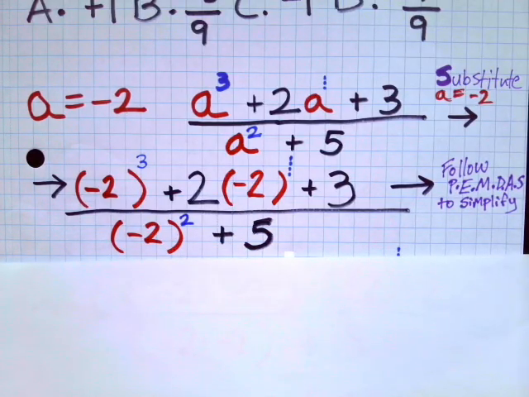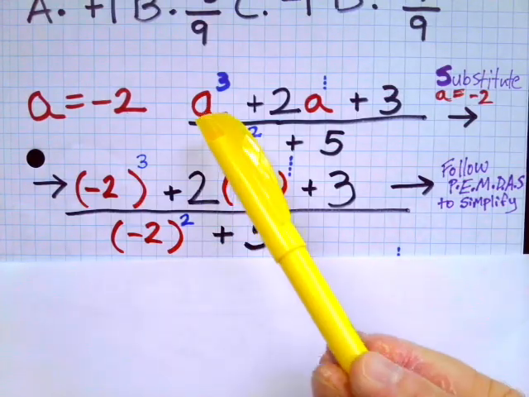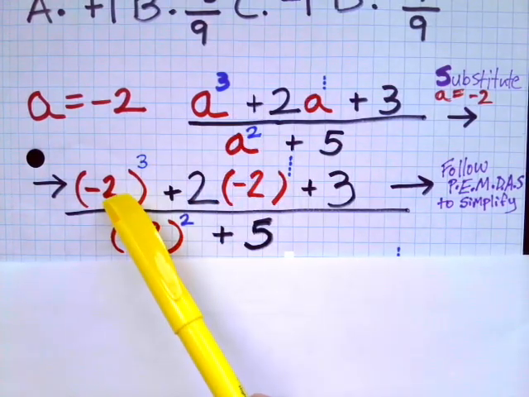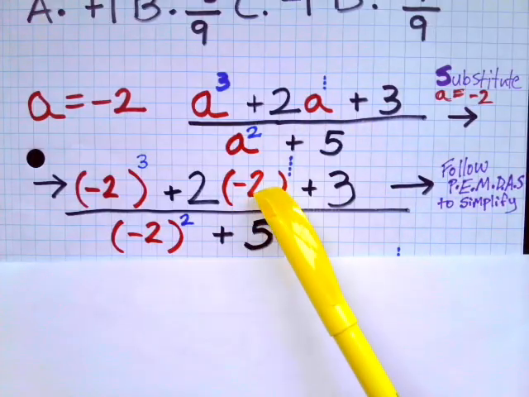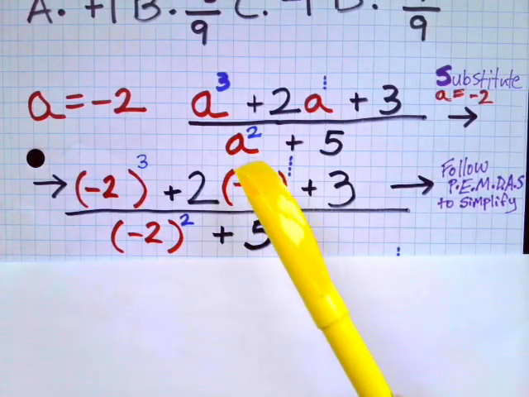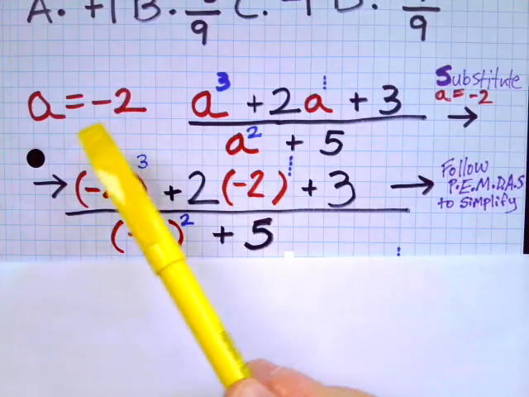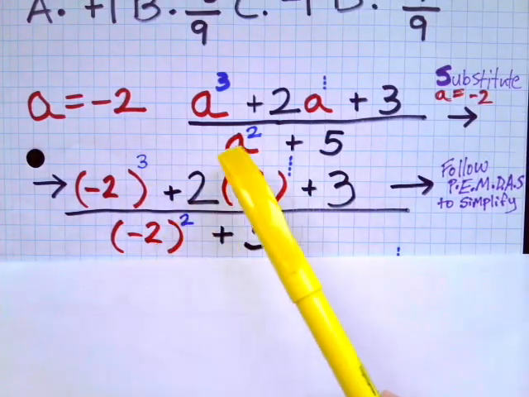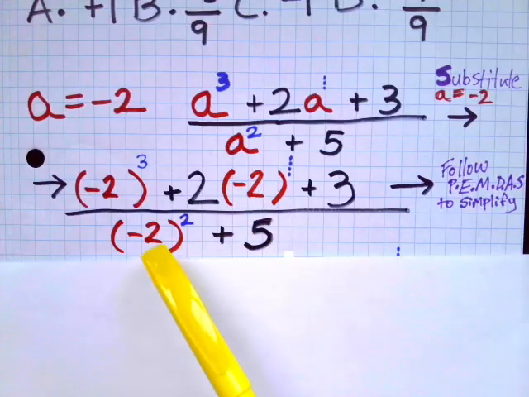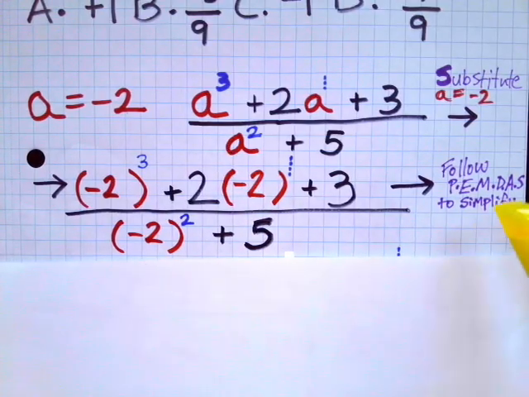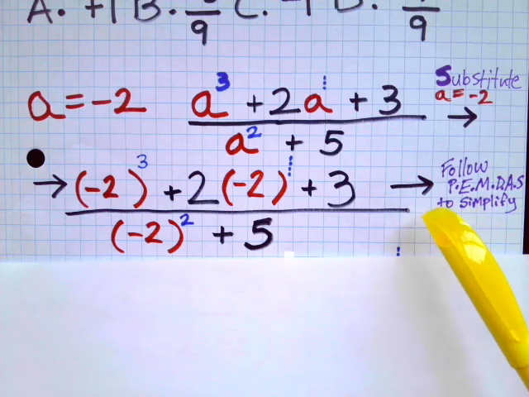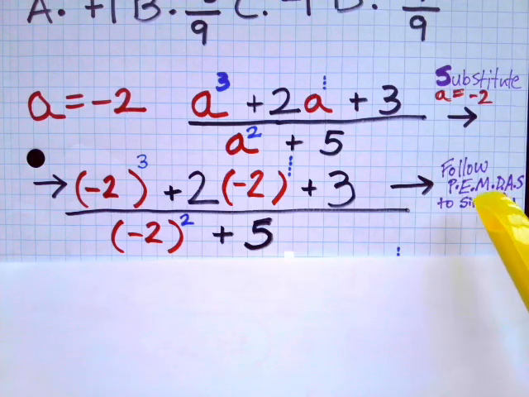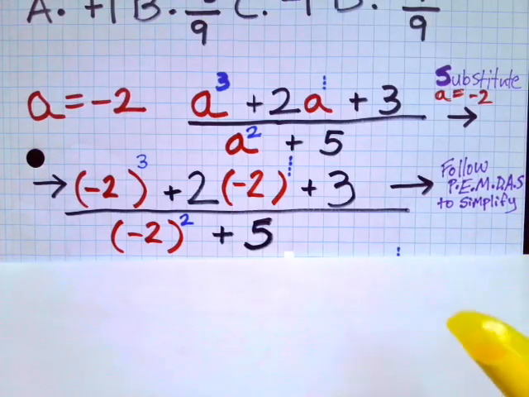You want to be sure to, where there's an a to the third power, substitute that -2 for a. You see a 2 times a, it's 2 times a -2 raised to the first power. And a to the second power, since a equals -2, I'm going to substitute a -2 everywhere I see an a value. Then I'm going to follow PEMDAS, the order of operations: parentheses, exponents, multiply, divide, add, and subtract, in order to simplify.